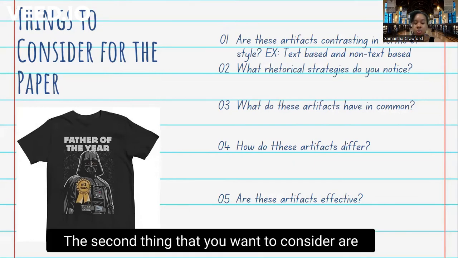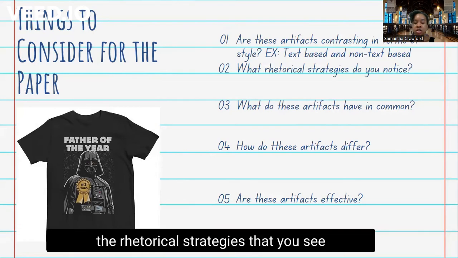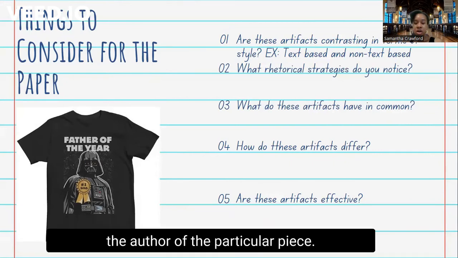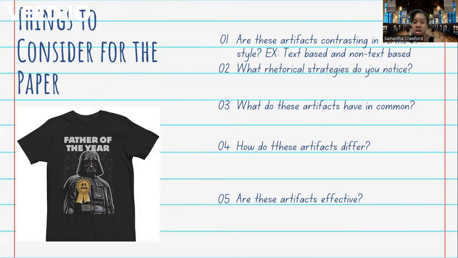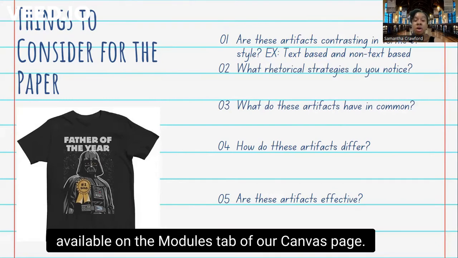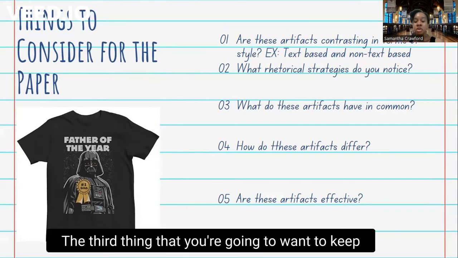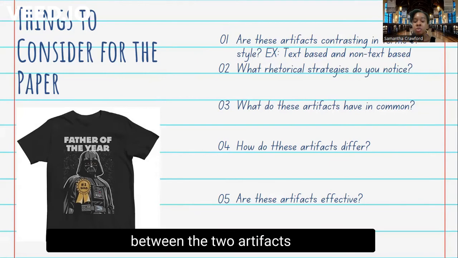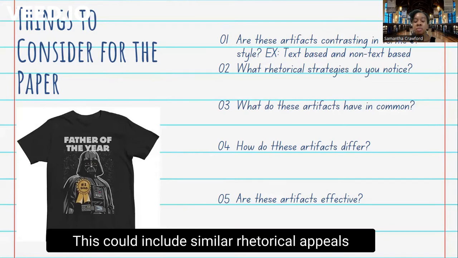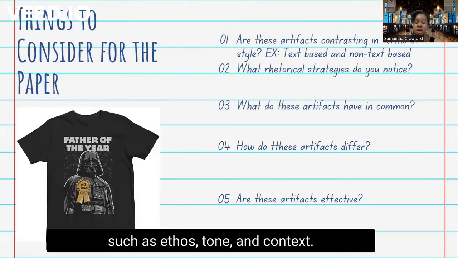The second thing that you want to consider are the rhetorical strategies that you see within each artifact. Some examples include genre conventions, exigence, and the author of the particular piece. And with that, I would like to remind you all that our glossary of rhetorical terms is available on the modules tab of our Canvas page. The third thing that you're going to want to keep in mind are the commonalities between the two artifacts, if any. This could include similar rhetorical appeals such as ethos, tone, and context.